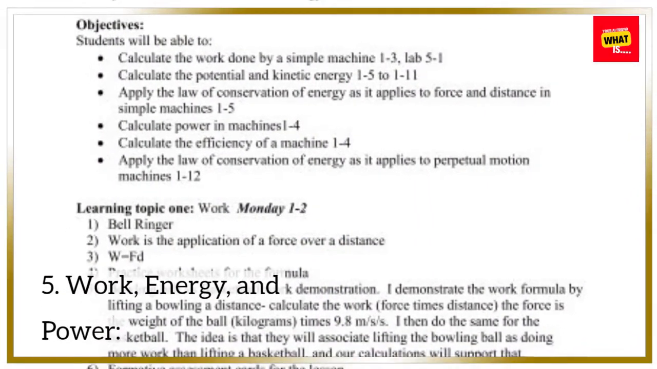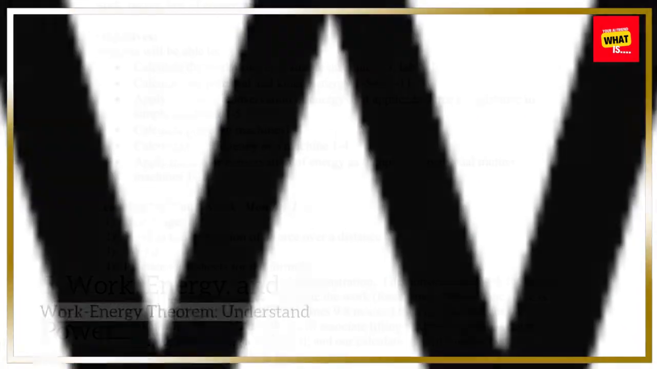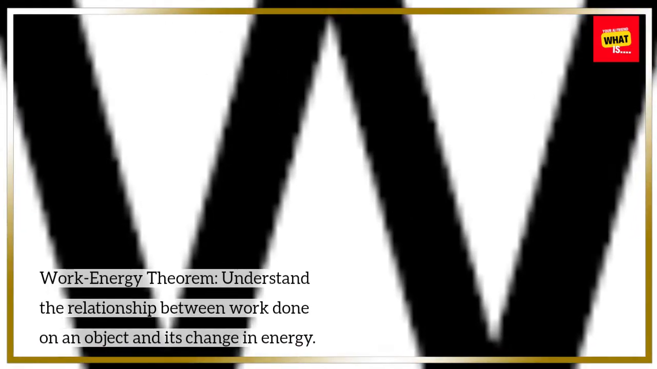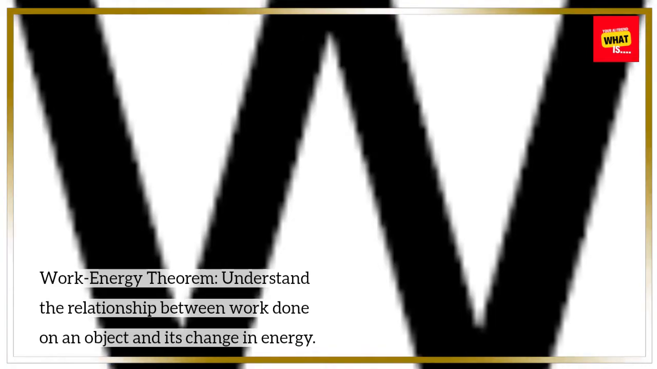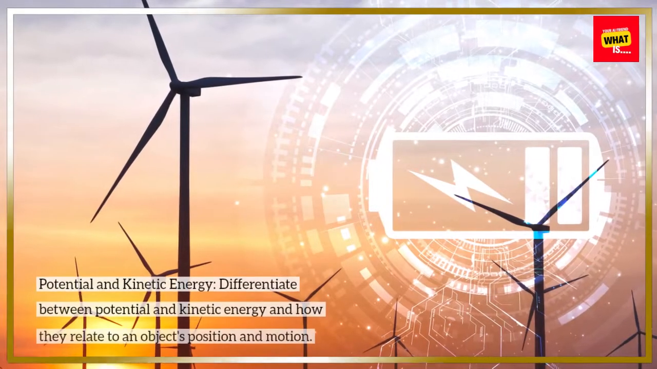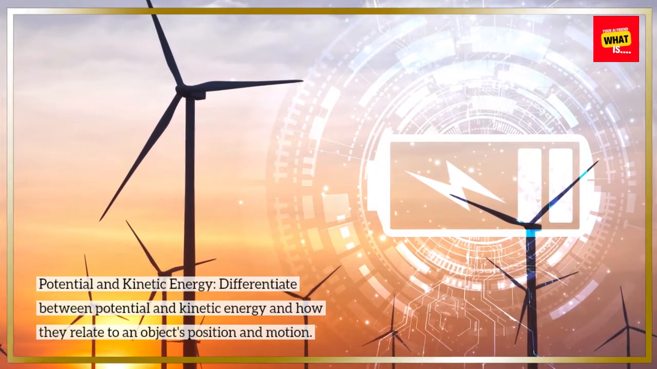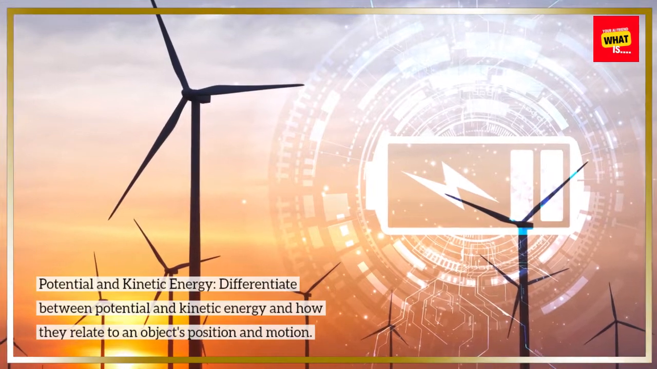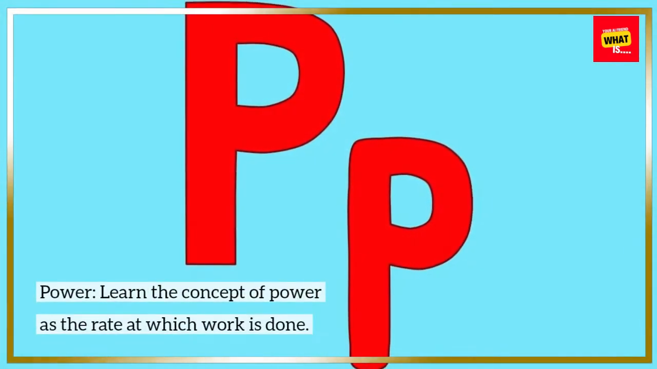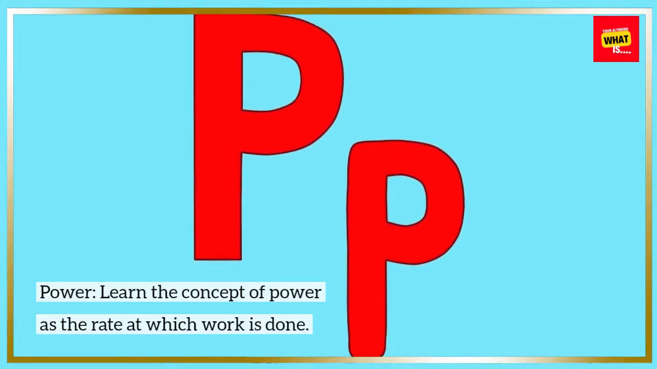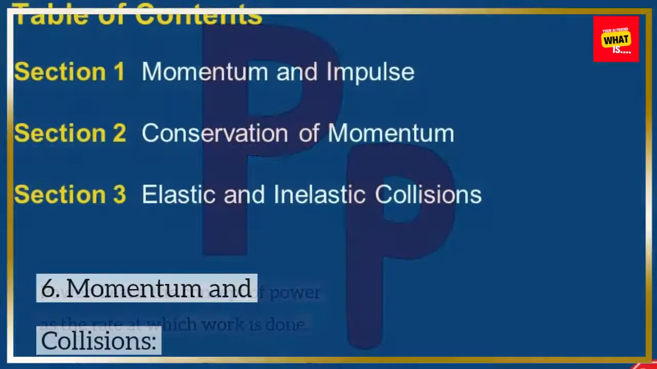5. Work, energy, and power. Work-energy theorem. Understand the relationship between work done on an object and its change in energy. Potential and kinetic energy. Differentiate between potential and kinetic energy and how they relate to an object's position and motion. Power. Learn the concept of power as the rate at which work is done.